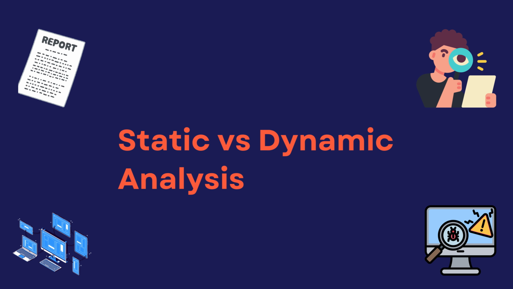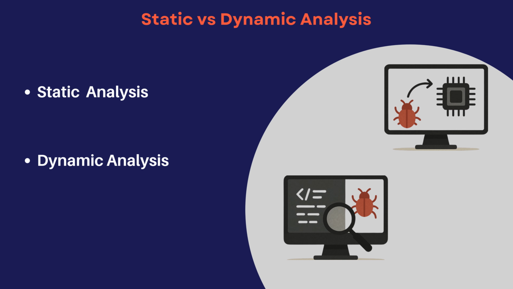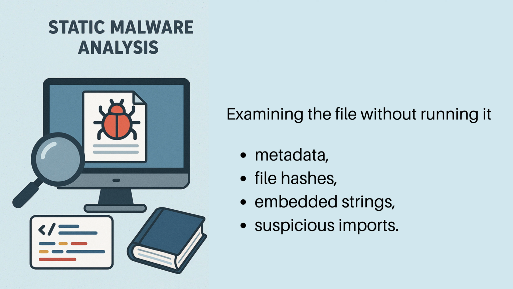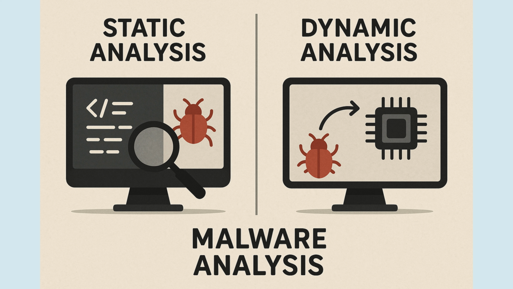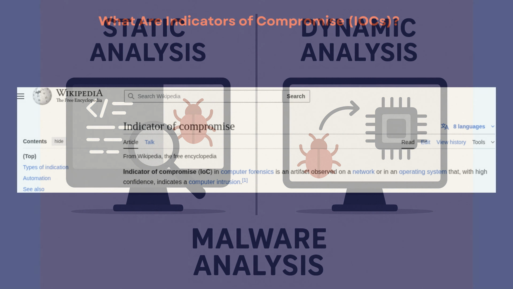When a suspicious file is found, analysts use two main approaches to investigate: static analysis and dynamic analysis. Static analysis means examining the file without running it. This includes checking metadata, file hashes, embedded strings, and suspicious imports. Dynamic analysis means observing how the file behaves when it's executed, usually inside a sandbox environment. Static analysis is faster and safer. Dynamic analysis reveals deeper behaviors that the malware has. Most SOC teams and cybersecurity professionals use both.